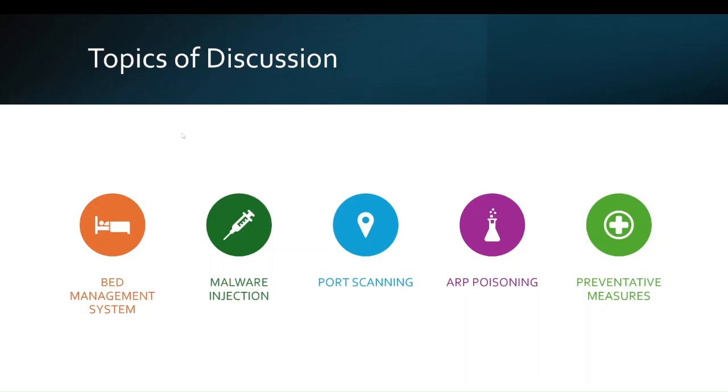So what I'm going to be talking about during this presentation is what a bed management system is and why it is important. Then I'm going to be talking about three different methods of hacking that are common in bed management systems: malware injections, port scanning, and ARP poisoning. And I'm going to be talking about what exactly they are, some different kinds of hacking under these topics, like port scanning with SYN-ACK hacking. And also, I'm going to be talking about preventative measures to prevent any of these from happening in the first place.